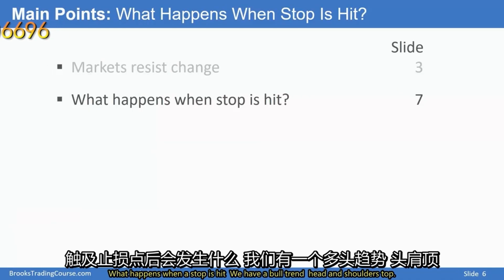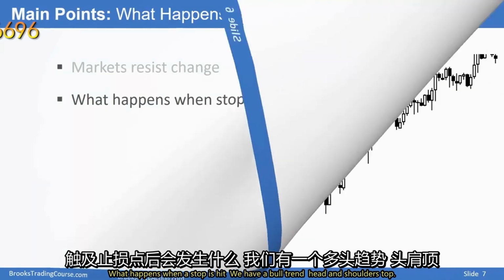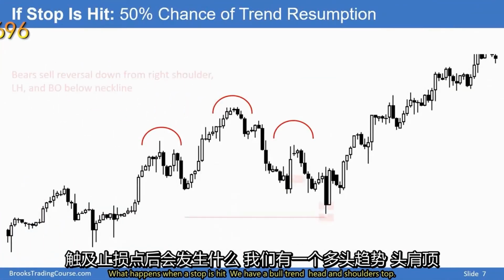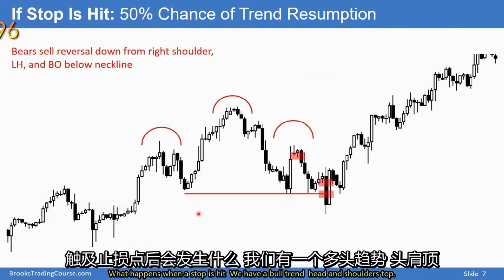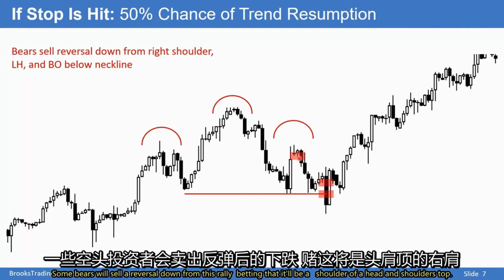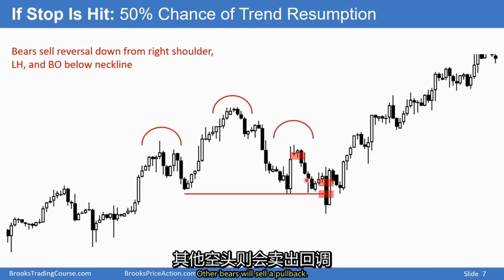What happens when a stop is hit? We have a bull trend, a head and shoulders top. Some bears will sell a reversal down from this rally, betting that it'll be a right shoulder of a head and shoulders top. Other bears will sell a pullback.